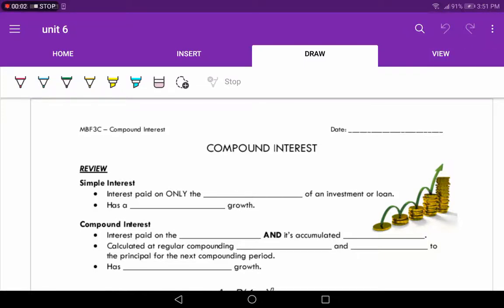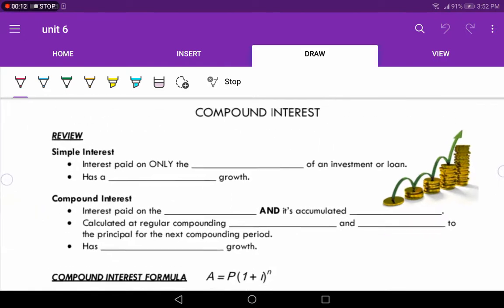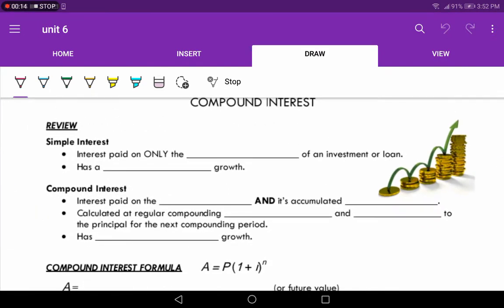This is the third lesson of Unit 6 on compound interest. So we talked briefly about compound interest in the last lesson, so we're just going to start with a bit of a review here. So simple interest is interest paid on only the principal of an investment or loan. And remember, the principal is just the initial amount.